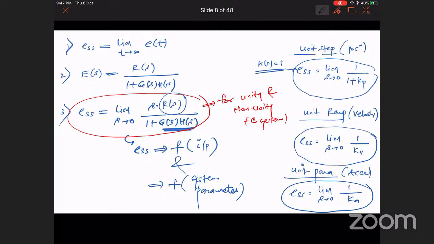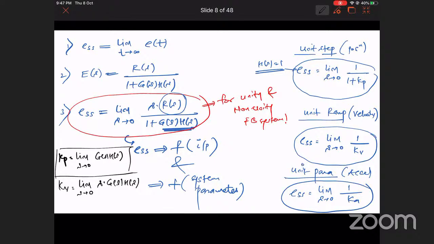Next, Kp value, Kv value, and Ka value. Kp value, what was that? It is limit S tends to 0, G of S H of S. H of S must be 1, only then Kp is valid, guys. Kv is limit S tends to 0, S into G of S H of S. That's it. This is called Kv. And at the end, we have seen Ka also, which is limit S tends to 0, S square into G of S H of S.